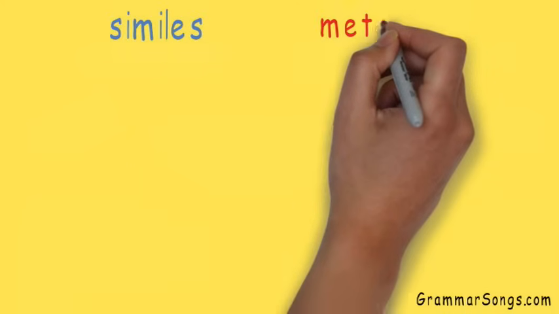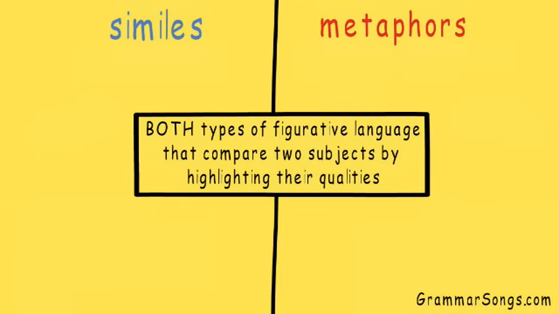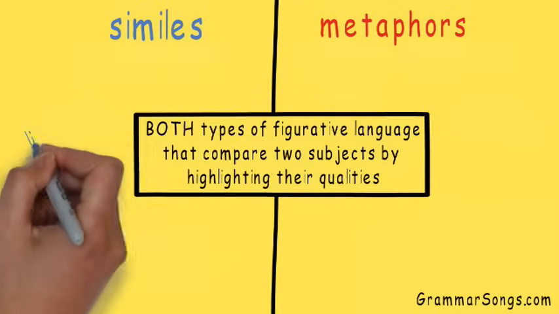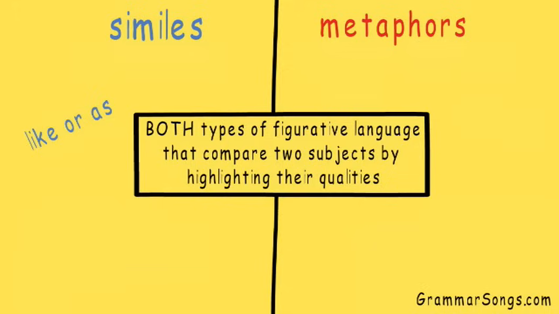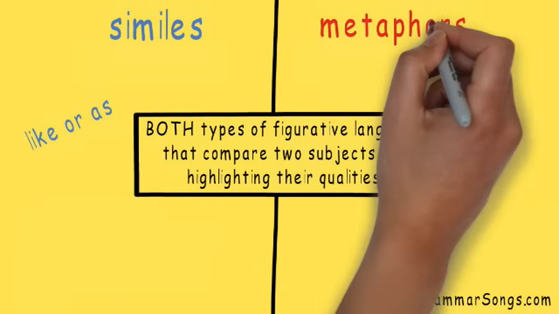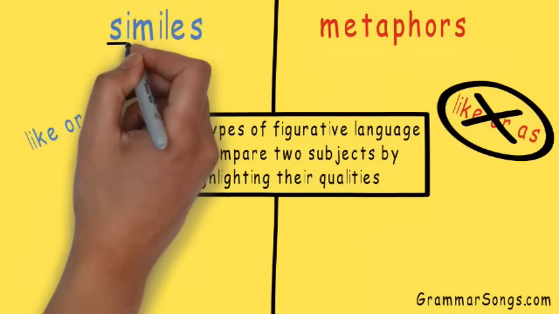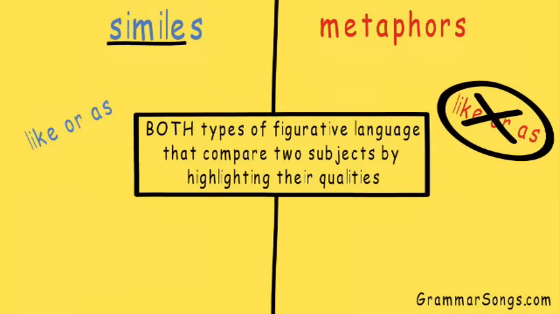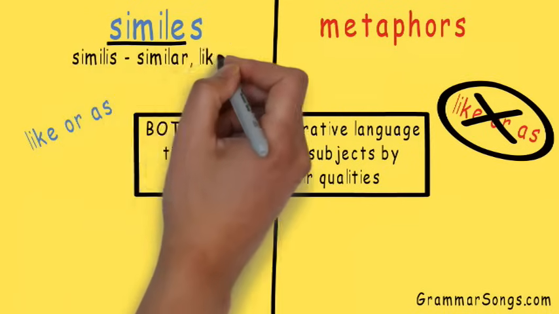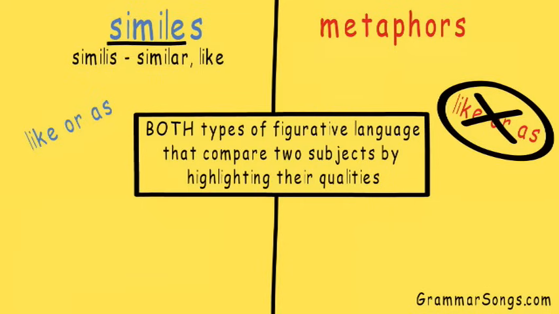Similes and metaphors are alike in many ways. The difference is that similes use the words like or as to compare by showing how two subjects are alike. Metaphors do not use like or as when comparing. They simply state that one thing is another thing. The word simile comes from the Latin word similis, meaning similar or like. So similes show how two things are alike.